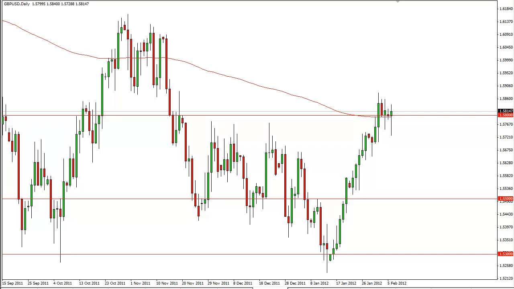As you can see in the cable dollar pair, we have formed a hammer. Very positive and bullish sign, and many traders will look at this and want to get involved right away.